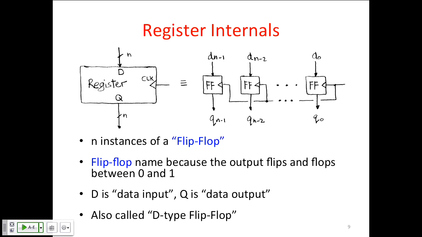An n-bit flip-flop is just a collection of these single circuits, and all the clock signals are wired together, and there's a separate data input and a Q output for each of them. So by convention, we use D to mean the data input of a flip-flop and Q as the data output of a flip-flop. That's just the notation we use. And this is called a D-type flip-flop.